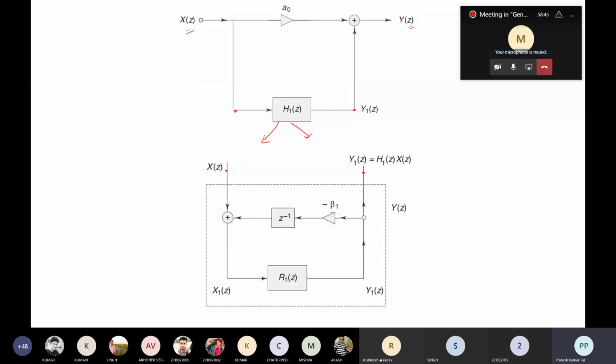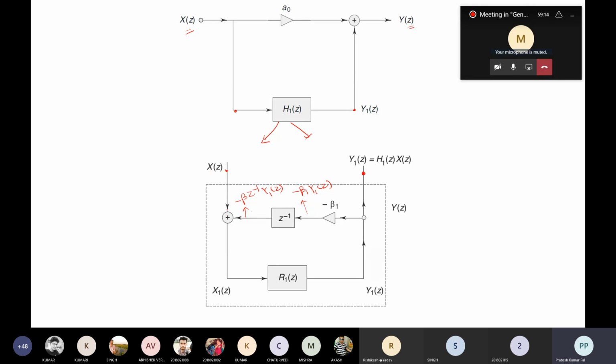So minus beta will be a coefficient multiplied by z to the power minus 1. These two will be multiplied by y of z, so y1 of z is here. This y1 of z is being multiplied by minus, so this value will come out to be minus beta 1 y1 of z. Again, if we multiply by this, the value will come out as minus beta z to the power minus 1 y1 of z.